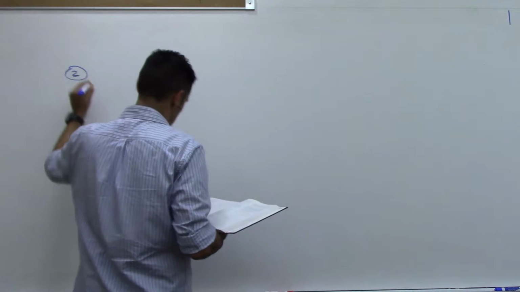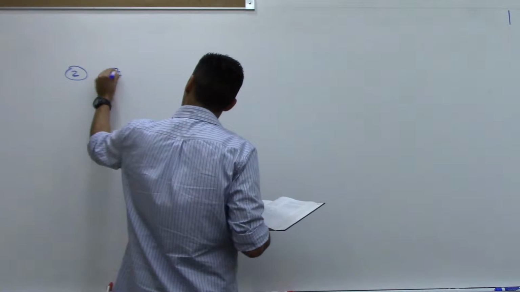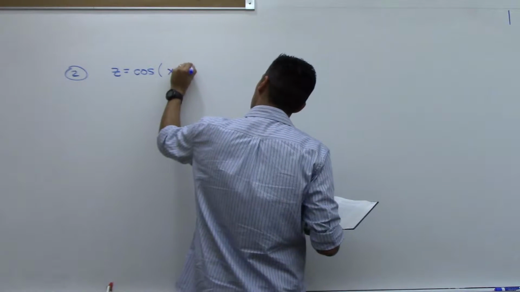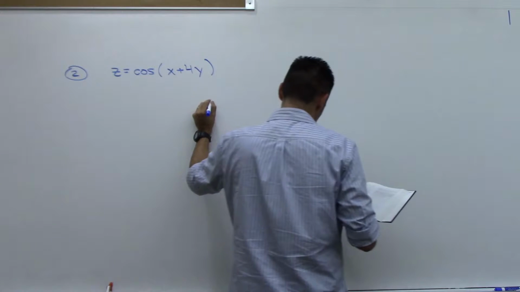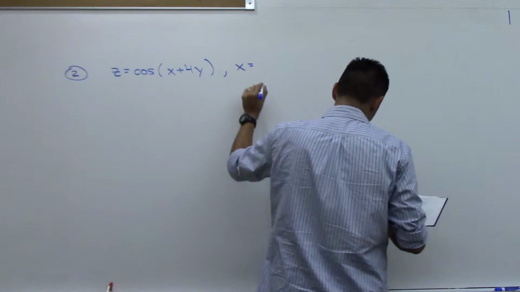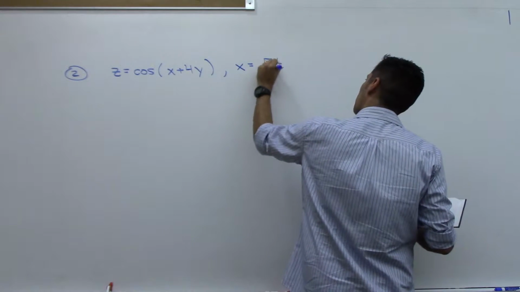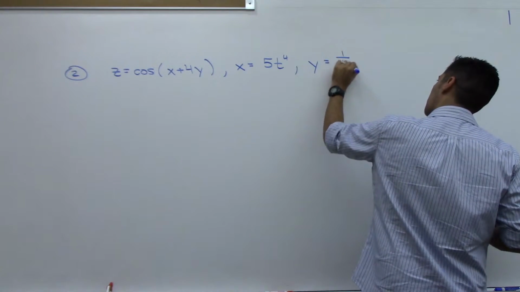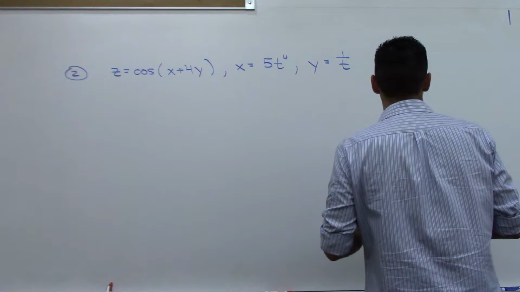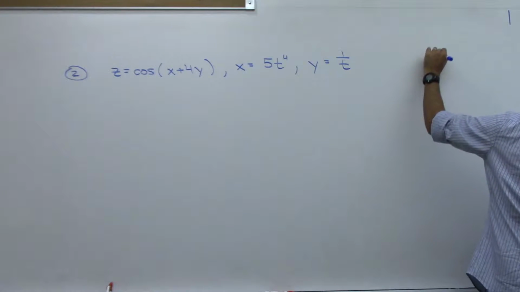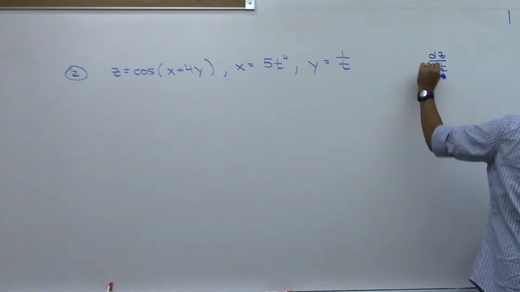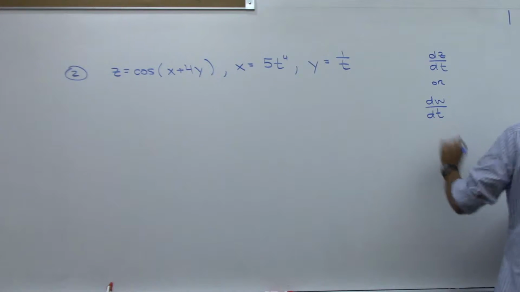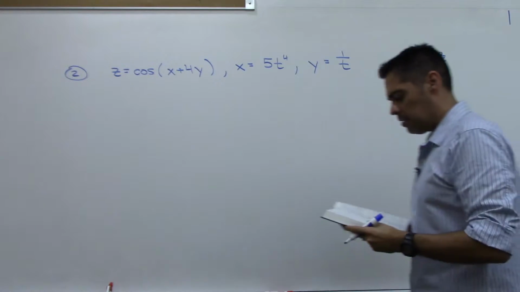So number 2, they give you z is equal to cosine of x plus 4y. They give you that x is equal to 5t to the 4th. They give you that y is equal to 1 over t. And they ask you to find dz/dt, or dw/dt. And that's just because they have different variables in each problem.